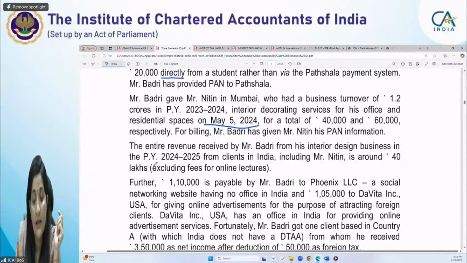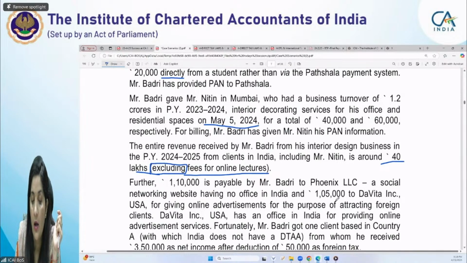The entire revenue received by Mr. Badri from his interior design business in previous year 24-25 from clients in India, including Mr. Nitin, is around 40 lakhs. कितना आ रहा है total? 40 lakhs, excluding fees for online lectures. Excluding, read the word, excluding.